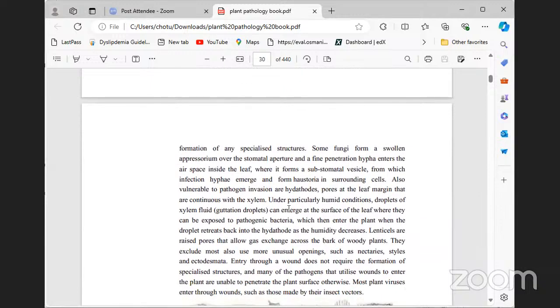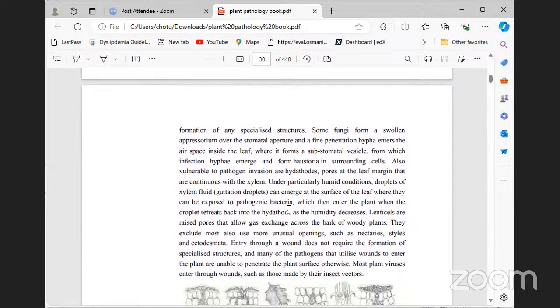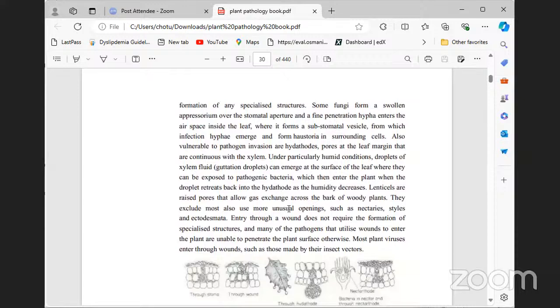Some fungi form a swollen appressorium over the stomatal aperture and fine penetration hyphae enter the space inside the leaf, where it forms a substomatal vesicle from which infection hyphae emerge and haustoria surround the cells. Haustoria in surrounding cells are also vulnerable to pathogen invasion.